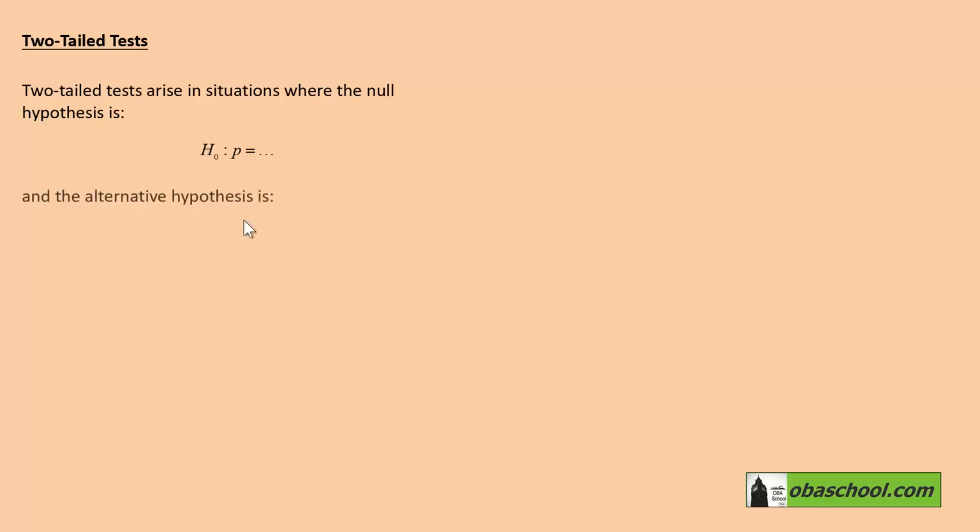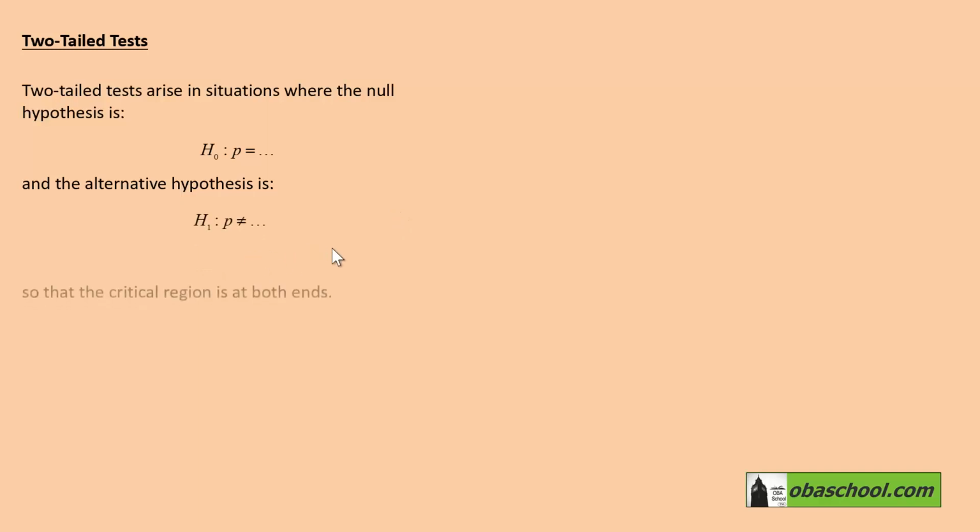Two-tailed tests. Two-tailed tests arise in situations where the null hypothesis is that a parameter is equal to a certain value, and the alternative hypothesis is just that it isn't that value. The critical region is now at both ends because we don't know whether p is less than or more than, we just suspect that it's not equal to.